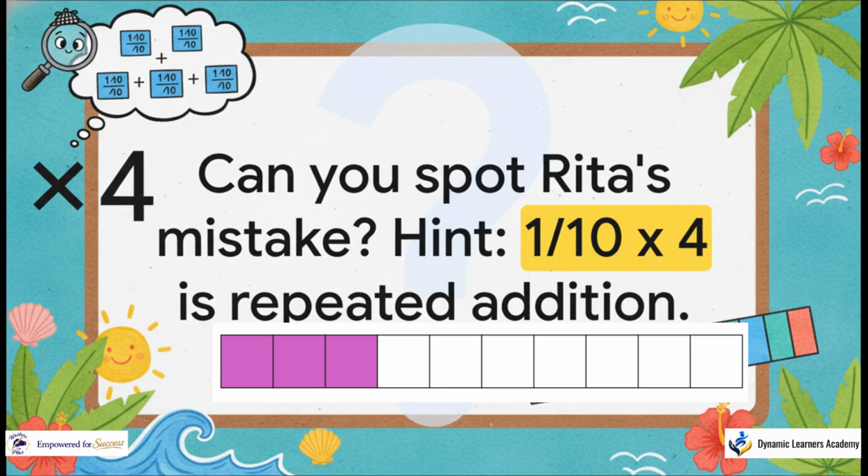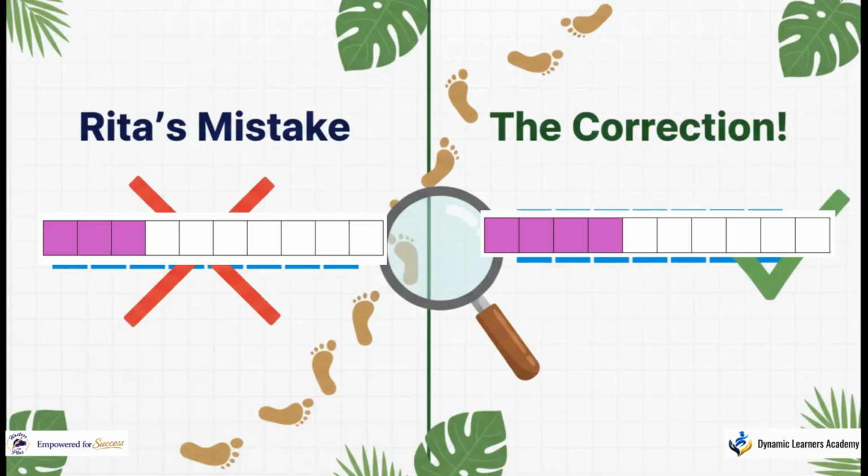I'll give you a hint. Multiplying a fraction by a whole number, like 4, is just a fast way of adding. So 1/10 times 4 is really the same as 1/10 plus 1/10 plus 1/10 plus 1/10. Take another close look at her drawing. Did you spot it? Look, Rita only shaded in 3 of the squares. The problem asks for 4 times 1/10, so she should have shaded 4 of those 10 squares to show 4 groups of 1/10. It was a simple little counting mistake, but it changes the entire answer.